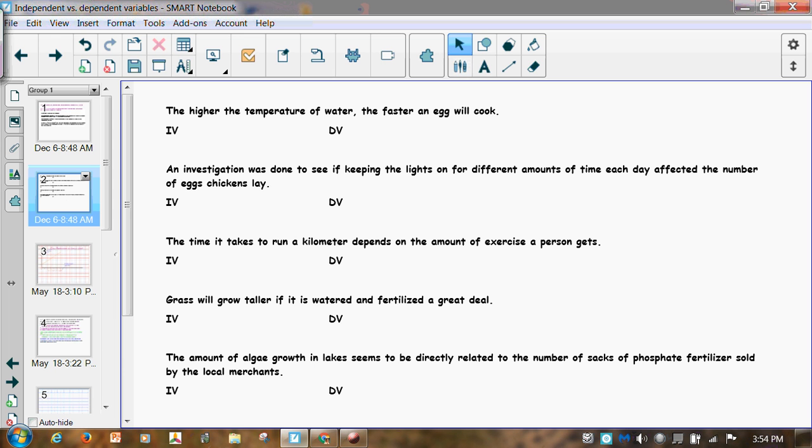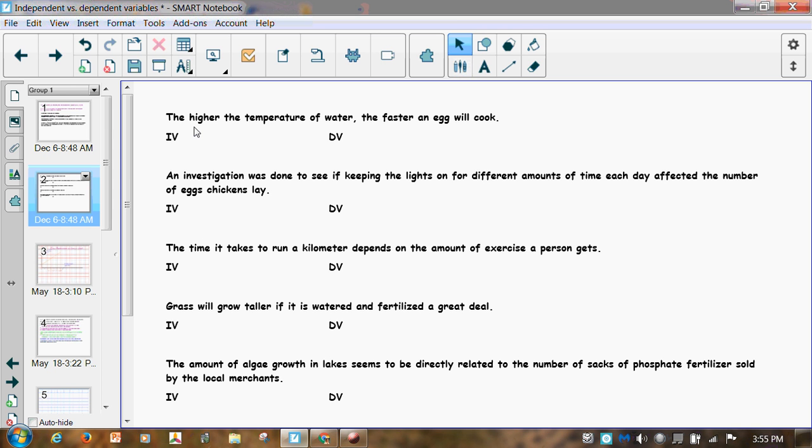Let's look at some examples here, and let's pick out which one is the independent variable, IV, and which one is the dependent variable. So the higher the temperature of water, the faster an egg will cook. So the question you ask yourself is which one is controlling and which one is a result. So does the temperature vary as the egg cooks, or does the egg cook as the temperature varies? Well, I think it's pretty obvious that we would say that the independent variable here would be the water temperature.